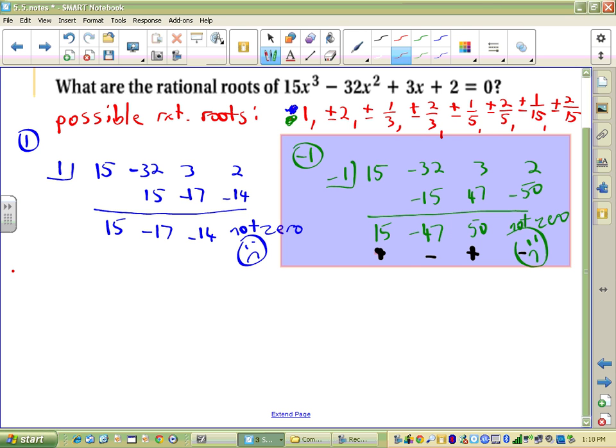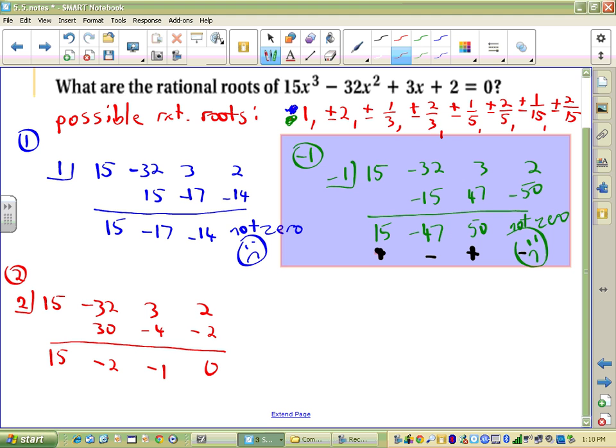Let me try 2. So I put a 2 in a box. And I got a 15 and a negative 32 and a 3 and a 2. How long do we have to do this? Well, until you find a rational 0. So we go 15, 30, negative 2, negative 4, negative 1, negative 2, 0. Yes! We got one. All right.